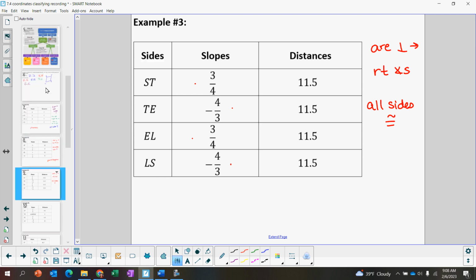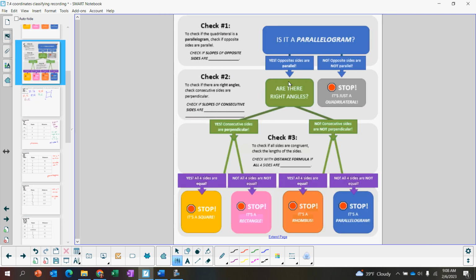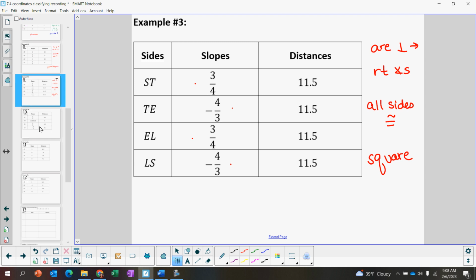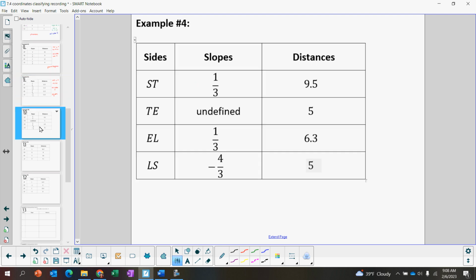So looking at our table, does it have right angles? Yes. Let's check all the sides. They're all the same. So that's a square. All right, one more together, and then there's 2 you could try on your own.